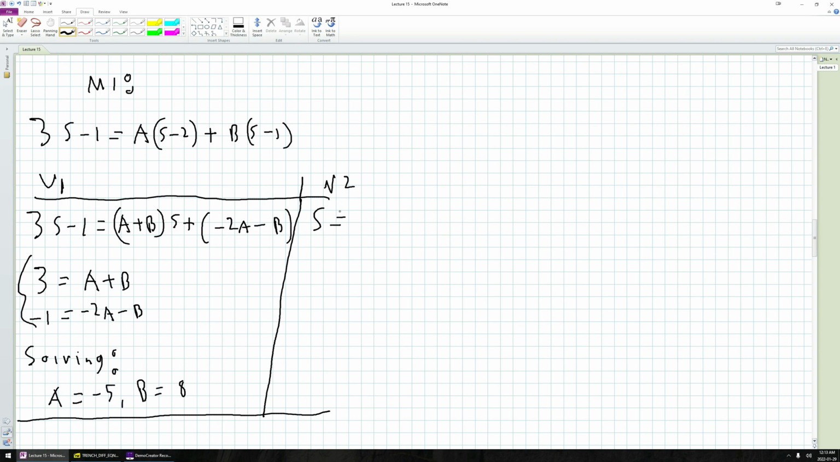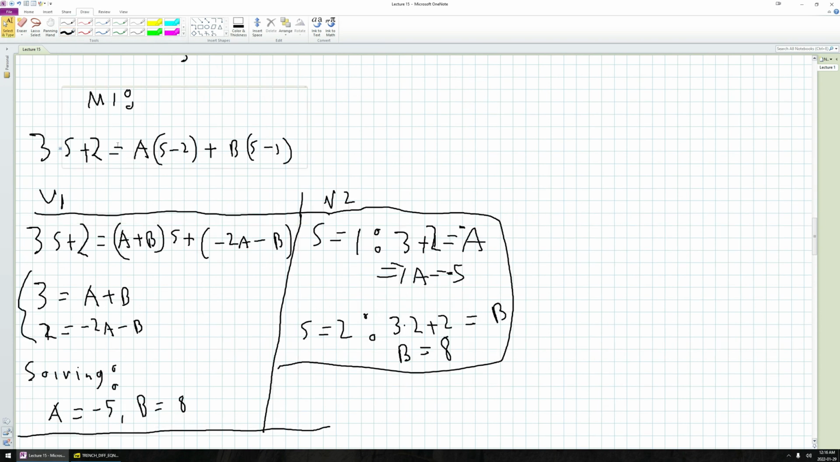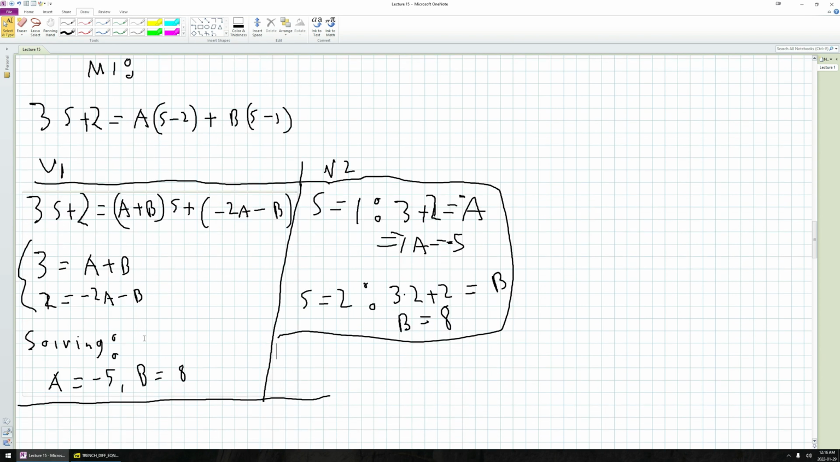Okay, so how should I pick these? Well, if s is chosen to be 1, nice things happen. What do I mean by nice things? This goes away. So if I chase this out, from here you immediately get that A is 5. And further, now if I pick s to be 2, this cancels and I see that. So I have method 1 where I multiply everything out and go forward from here.